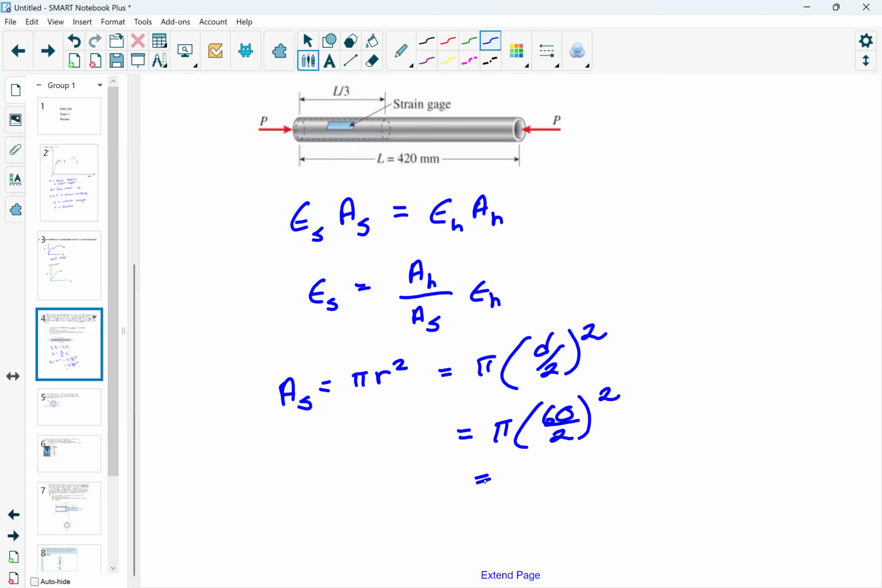And the answer I have is not in millimeters, it's in meters, but 2.837 times 10 to the negative third meters squared.